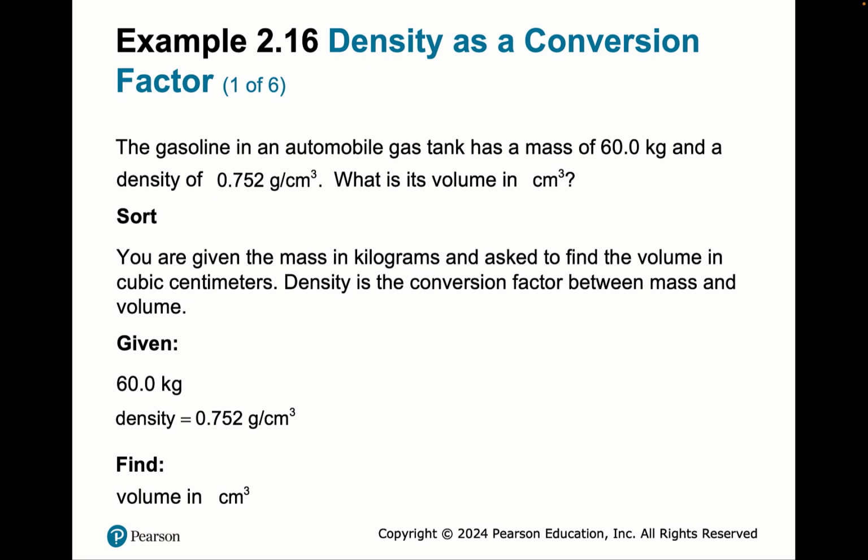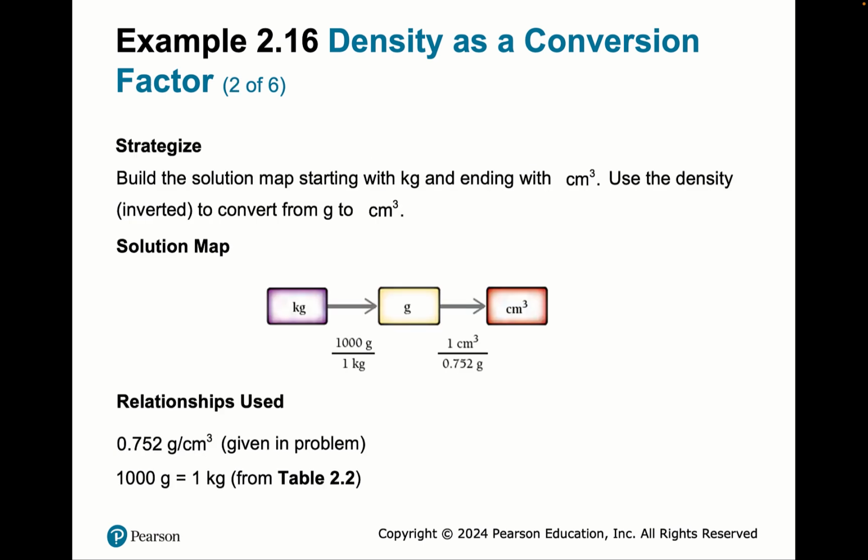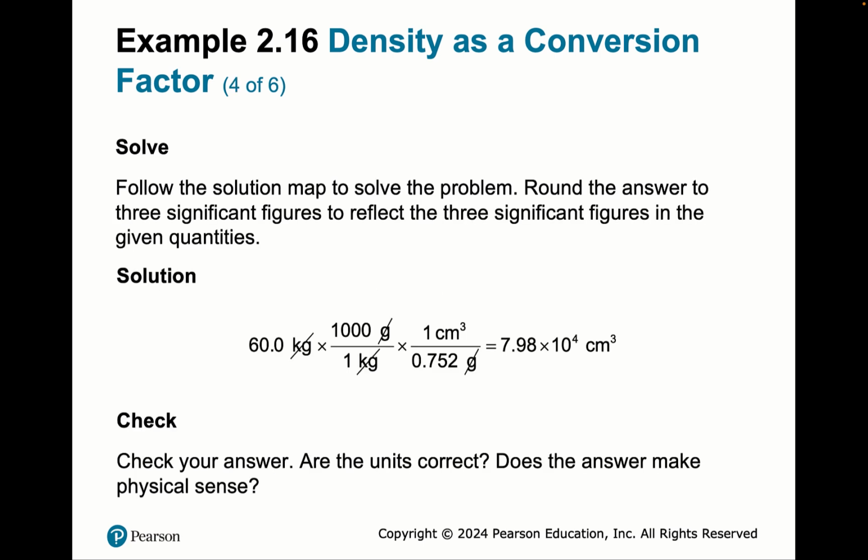So you can also use density as a conversion factor. Gasoline in an automobile gas tank has a mass of 60 kilograms and a density of 0.752 grams per cubic centimeter. So what is its volume in cubic centimeters? Now we are given mass, and we're trying to find volume. Same idea, but we're given different units, so we have to change the kilograms to grams, and if we want volume, we need to make sure to divide by the density, so that the end term is a volume.